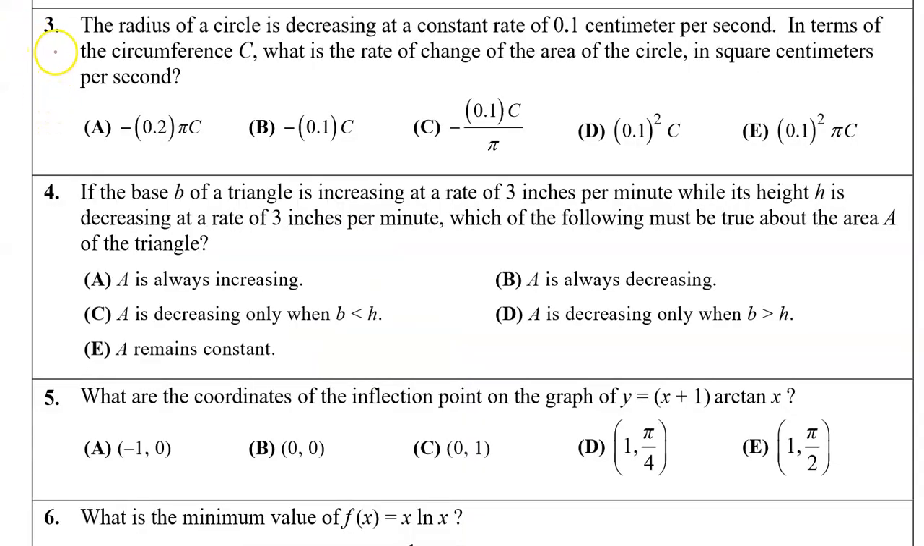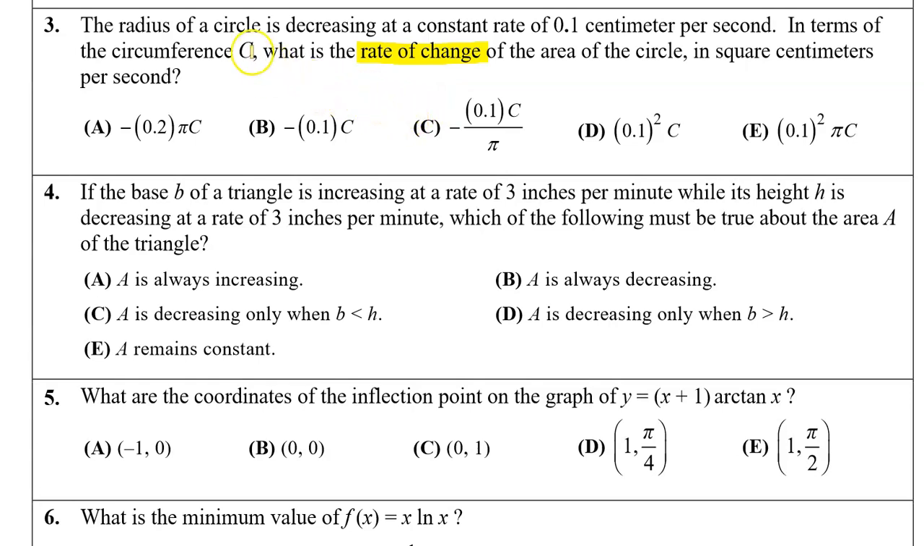Let's skip problem number 2 and move on to number 3. The radius of a circle is decreasing at a constant rate of 0.1 centimeters per second. In terms of the circumference, what is the rate of change of the area of the circle in square meters per second? As soon as I hear them talk about rate of change, I'm thinking, okay, this is going to be a related rates problem.